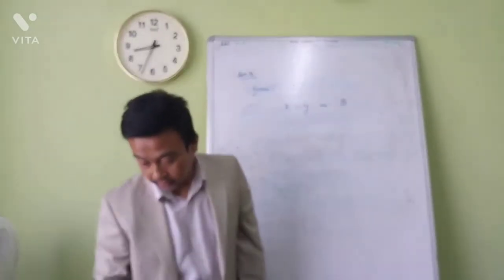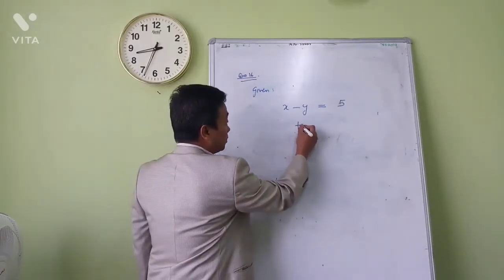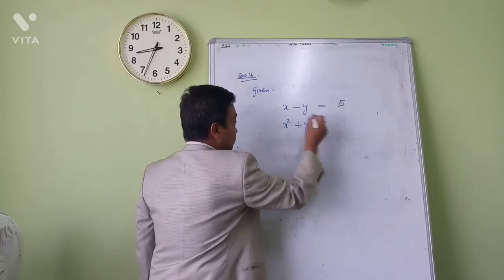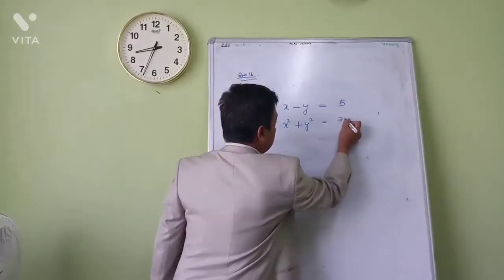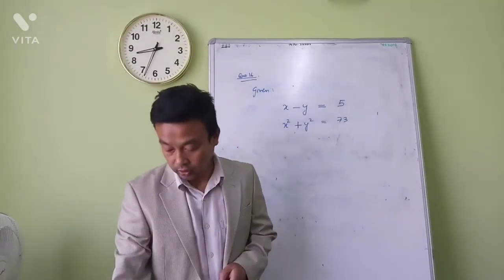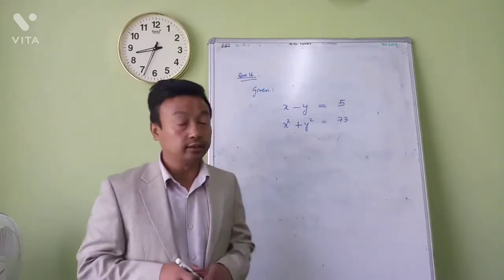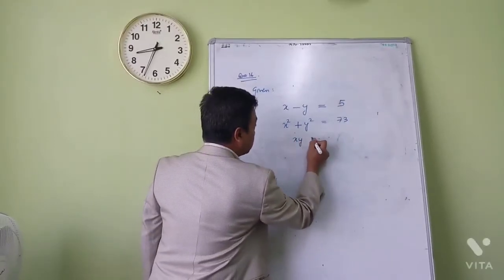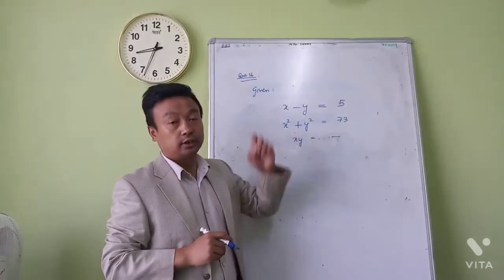Alright, then the sum of the squares, sum we know is plus. The sum of their squares is equal to 73. So these are the two things that are given in the first sentence of the question. Now the second part is find the product of these numbers. The product means the multiplication, x into y, this is not given to you. So you have to find the product of these numbers.